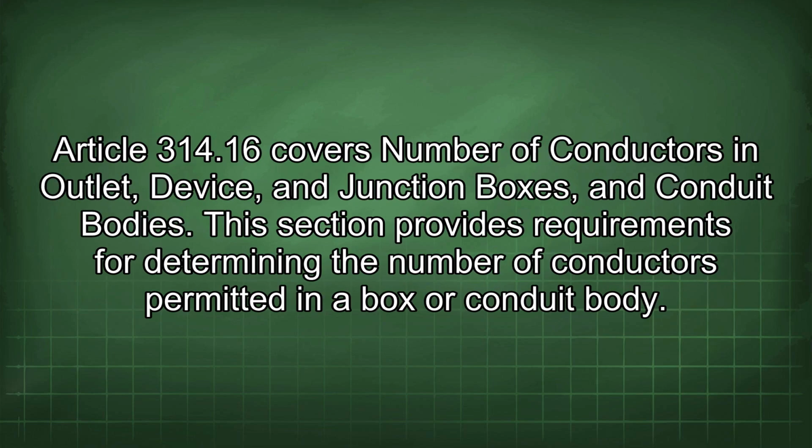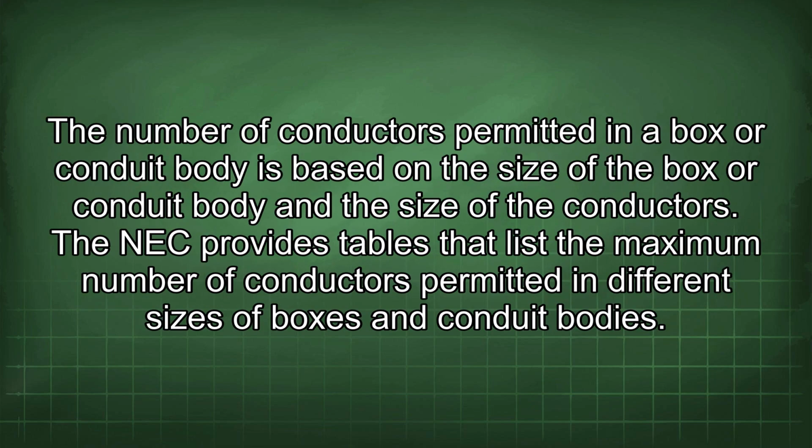Article 314.16 covers number of conductors in outlet, device, and junction boxes and conduit bodies. This section provides requirements for determining the number of conductors permitted in a box or conduit body. The number of conductors permitted in a box or conduit body is based on the size of the box or conduit body and the size of the conductors. The NEC provides tables that list the maximum number of conductors permitted in different sizes of boxes and conduit bodies.